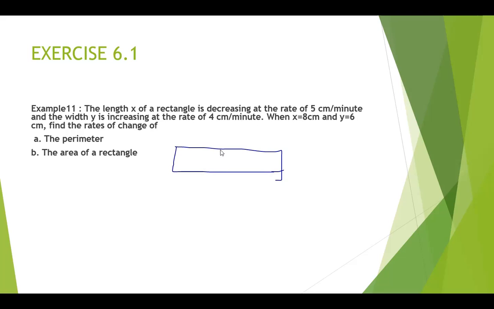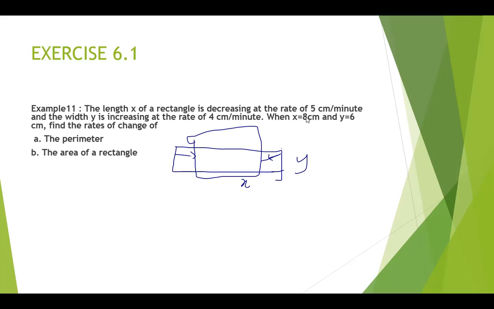You can take just a flexible rectangular cardboard sheet, thick paper which is flexible. Suppose x is the length of this rectangle and y is the width of this rectangle. When the length x is decreasing like this, at that time the width will be increasing. Therefore, they told the length x of a rectangle is decreasing at the rate of 5 centimeters per minute and width is increasing at the rate of 4 centimeters per minute.